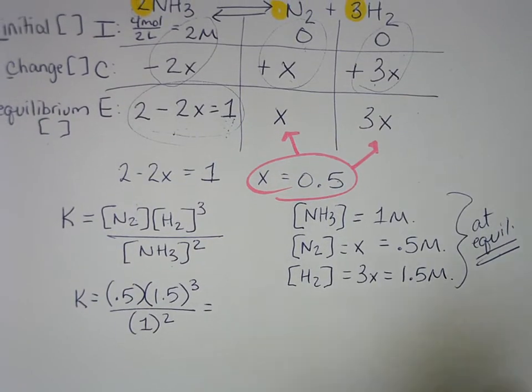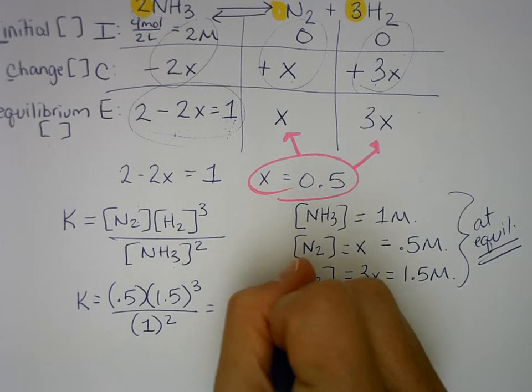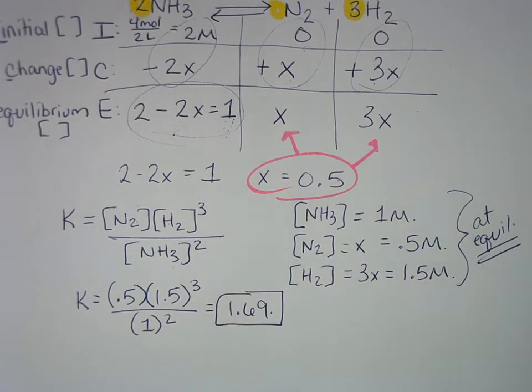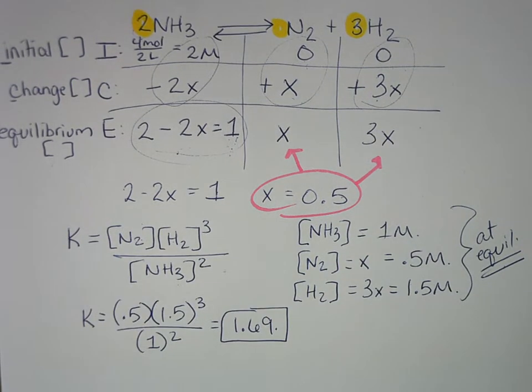Okay. So then you calculate for k and you get 1.69. All right? Lots of stuff there. Any time it's an equilibrium problem and it's asking you for k, or it's asking you for concentrations at equilibrium, you always have to start by setting up an ICE table and solving for x so that you can plug numbers into the equilibrium expression to solve for k.